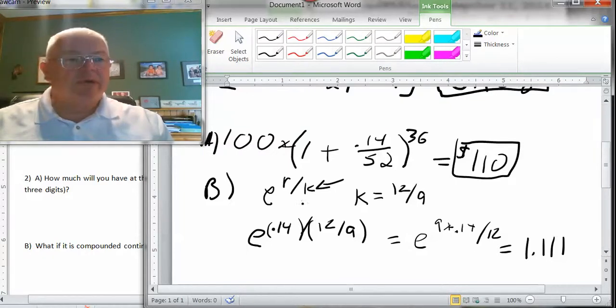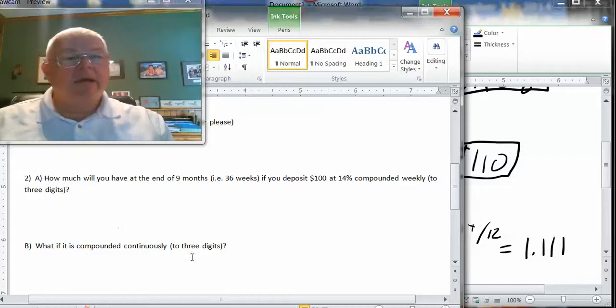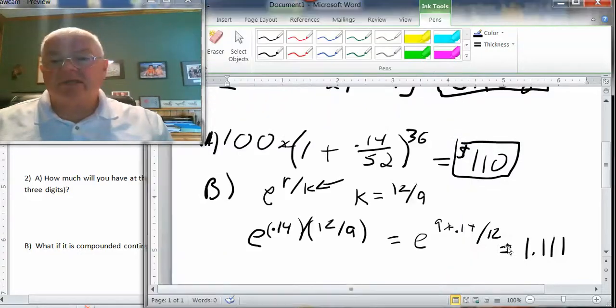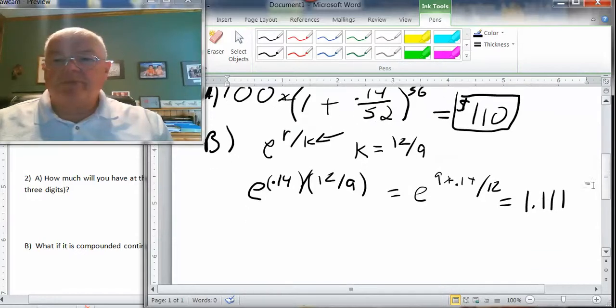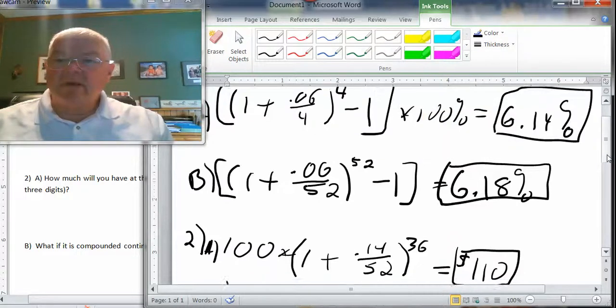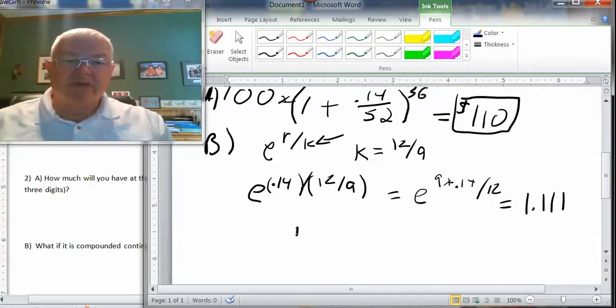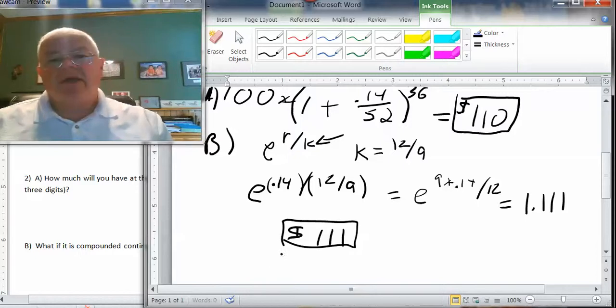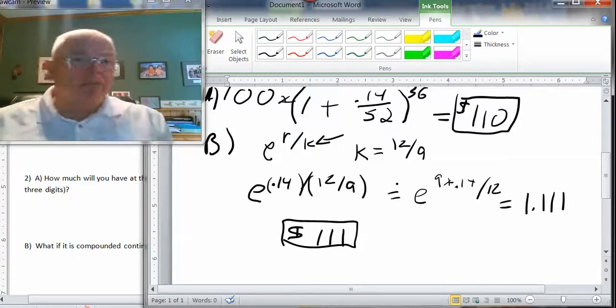If I compound one year, and I want to know at the end of 9 months out of 12, so that's how much I get for that year. So the 14% now leads me to 11.1%, and so the amount of money I have then is going to be $100 times that, so I have $111. That's how much I have in 9 months with compounding continuously. A little more, not a lot.